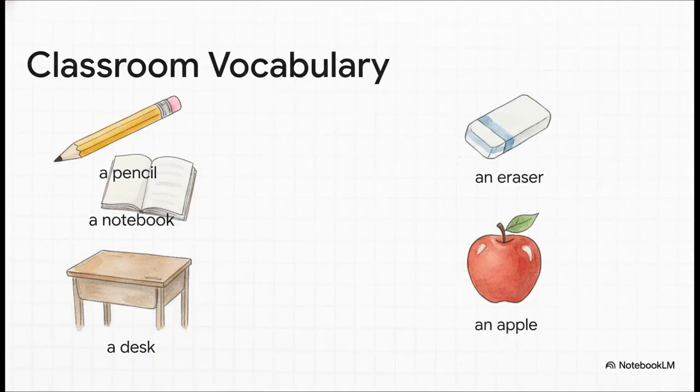Okay, check these out. These are our first building blocks. We've got a pencil, a notebook, a desk, but wait. Then we have an eraser and an apple. So what's going on there? Why the switch? The secret is actually way simpler than you might think.